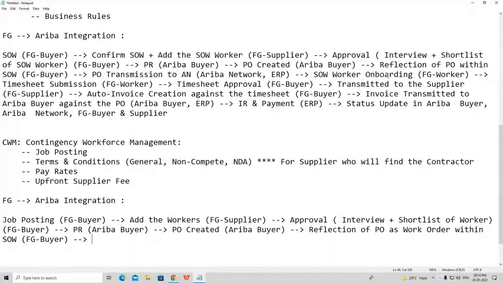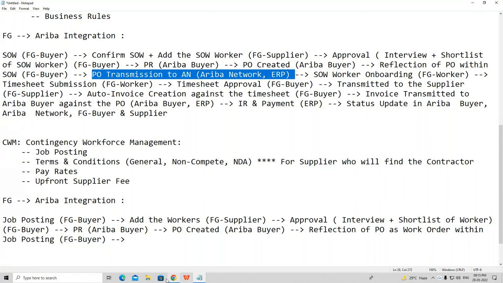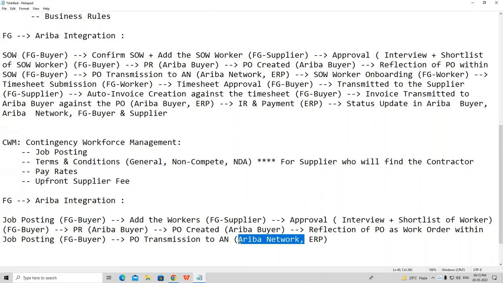the job posting, sorry, not SOW. After that, what will happen? Reflection of PO as work order. Okay. Very good. There is no Ariba Network over here because it will not go to the supplier. So once this PO is reflected as a work order over there, it will directly go to ERP. Not AN, sorry, once again to ERP.